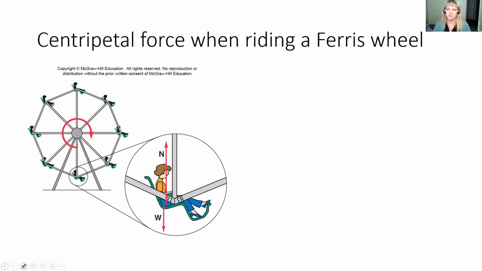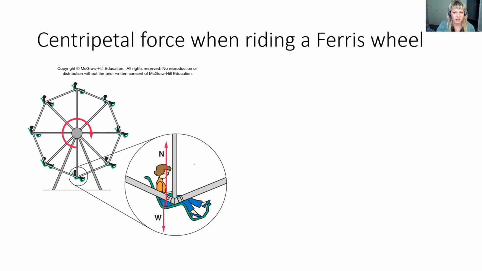Now, one area where you may have experienced centripetal forces in your everyday life, well, not everyday life, but maybe during the summertime, when you go to the amusement park, when you ride a Ferris wheel. Have you ever felt that very heavy feeling when you get to the bottom of the Ferris wheel? You feel like you're being pushed into the seat. And at the top of the Ferris wheel, when you go over the very top, you get that light sensation when you feel like you're almost leaving the seat. This phenomenon can be explained by thinking about the centripetal force.